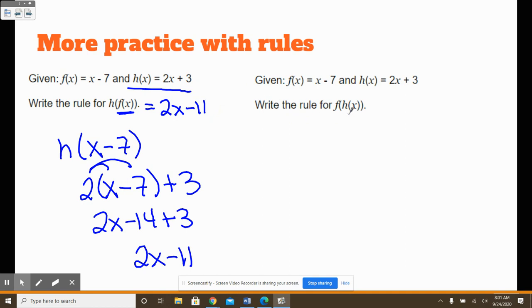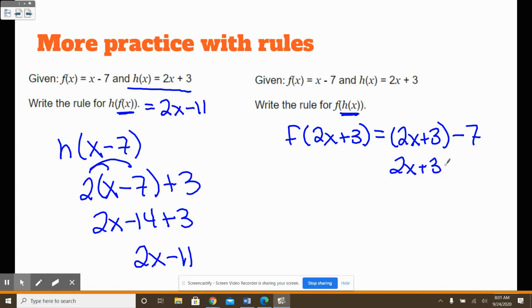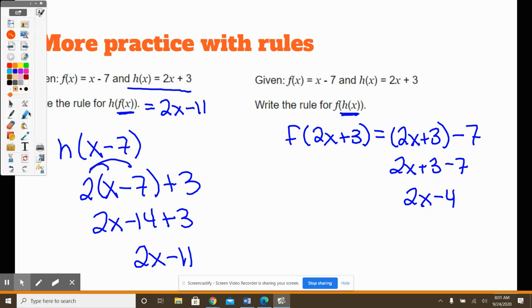What if we change the order and do h of x first? It would be f of 2x plus 3, which tells us to go to function f, take out the x. The parentheses here would be extra, but you can do it still. 2x plus 3 minus 7. Simplify. 2x plus 3 minus 7 is 2x minus 4. So if h happens first and then goes into f, you get 2x minus 4. If it's reversed, you get 2x minus 11.